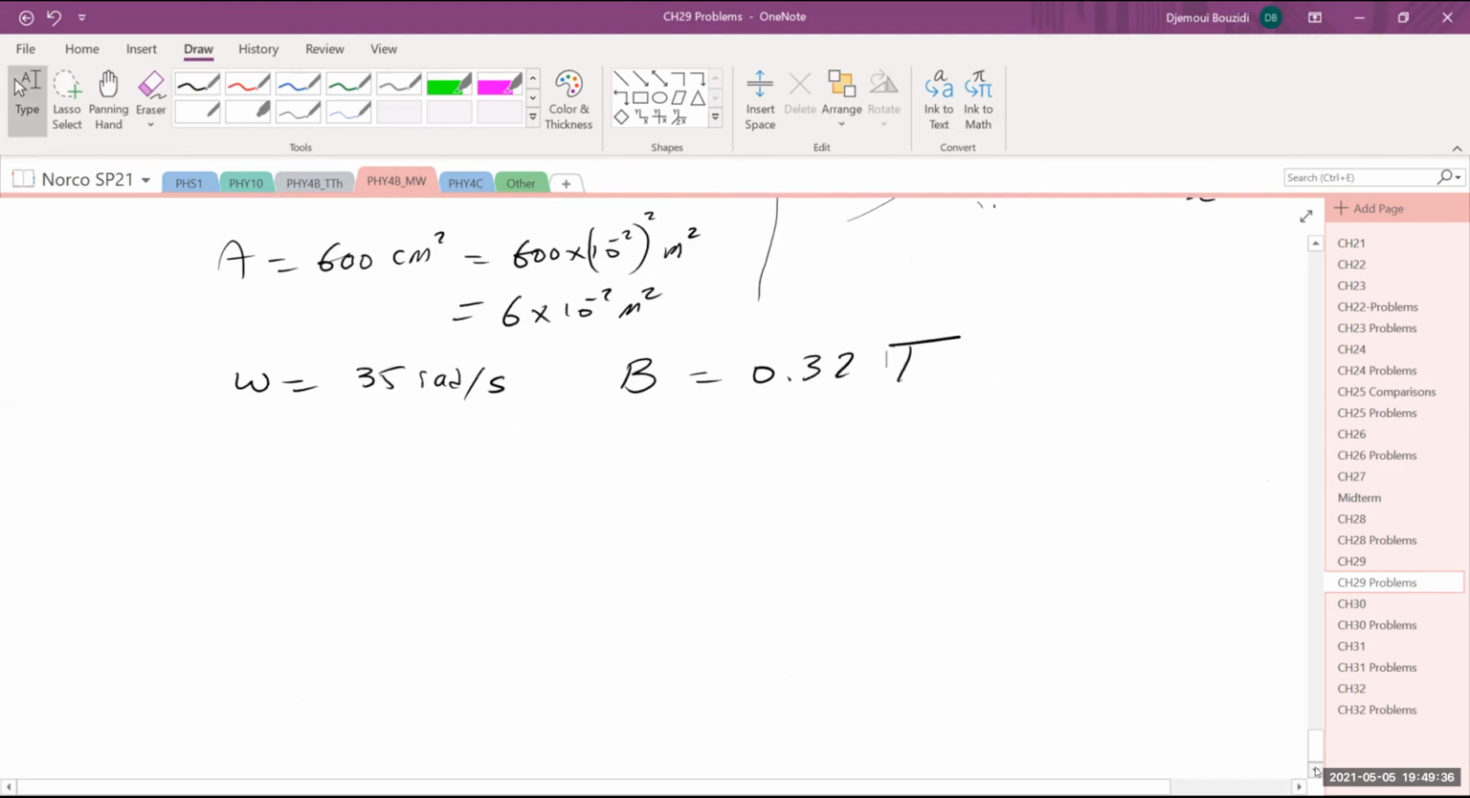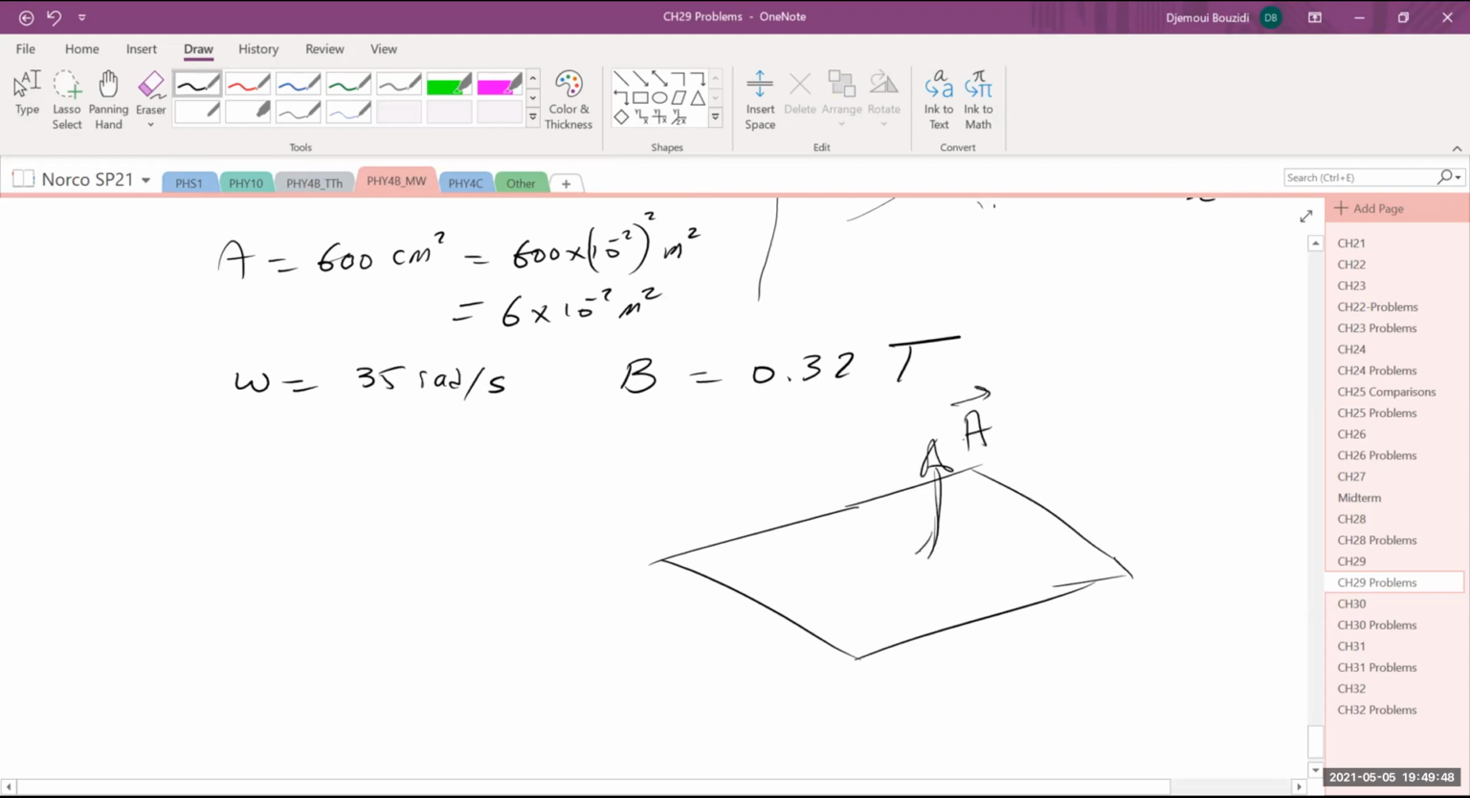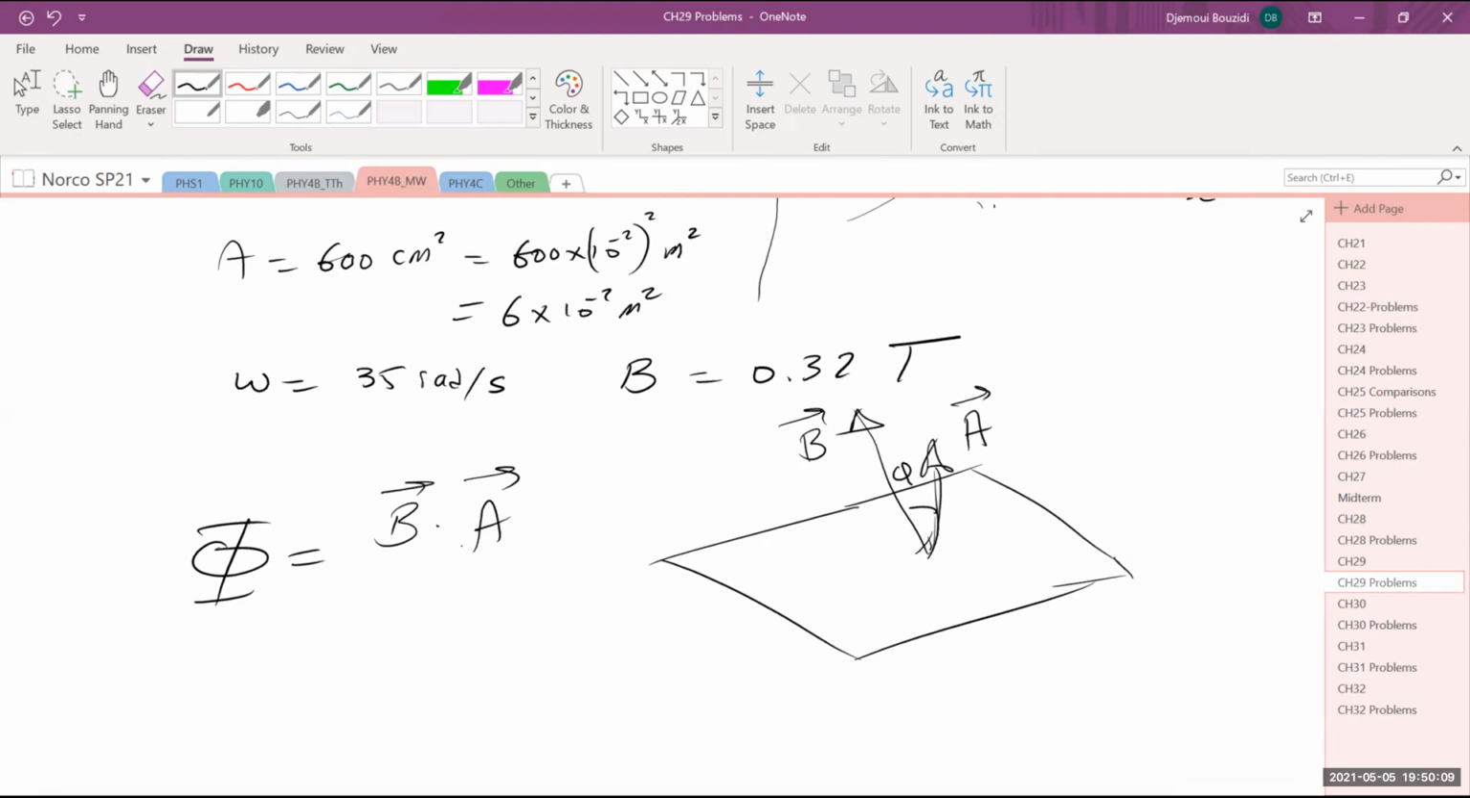The EMF, if the area is this way, doesn't matter which area you're talking about or which axis you're moving about. The area is going to be perpendicular. So this is the area A, and if the magnetic field is in this direction B, and the angle between them is phi, then the flux is going to be the dot product of B and A. Because B is not changing in magnitude and direction, and A is changing only in direction, the angle between them is the only thing that matters. So in this case, it's going to be BA times cosine of phi.